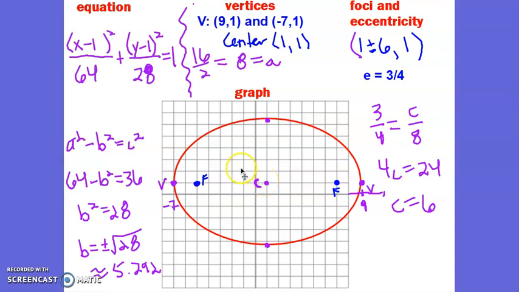All right, with all of those details in place, then we drew out our graph. Again, from center up and down, 5.3 or so. Left and right, 8 units to the vertices, 6 units to the foci. And up here in the equation, it just meant that when we're not centered at 0, 0, we were 1 unit to the right, x minus 1 squared, plus 1 unit up, so y minus 1 squared. We're traveling in the x direction for the major axis, so 64, or 8 squared, goes below the x. In the y direction, that square root of 28 squared, or basically 28, is b squared.